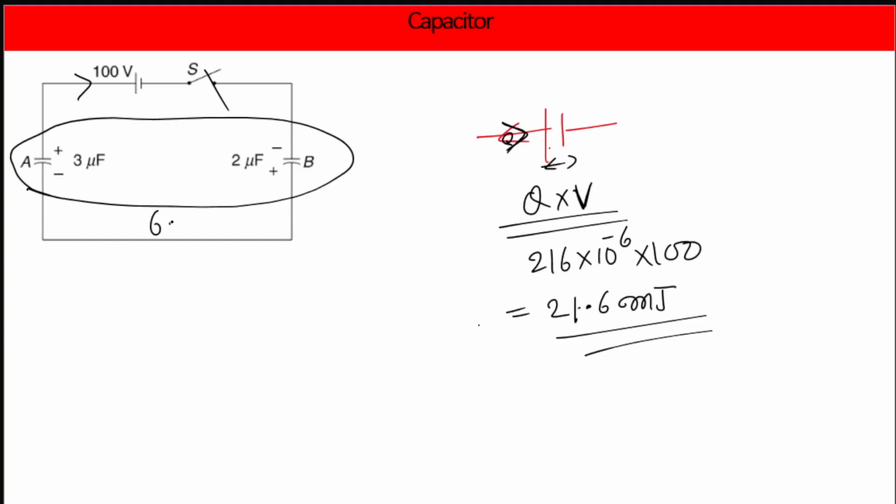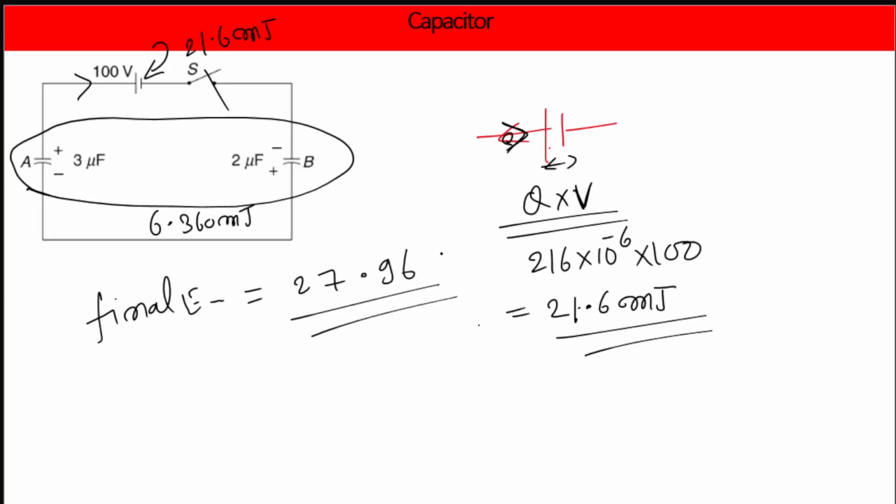So finally, the energy left on the capacitors is 6.360 millijoule. And what is the energy stored in the battery? That is 21.6 millijoule. So what is the final energy of the system? If you write the final energy, you add these two, and you get 27.96 millijoule. Okay. So what is the difference in energy? That difference in energy will get dissipated as heat in the wire.